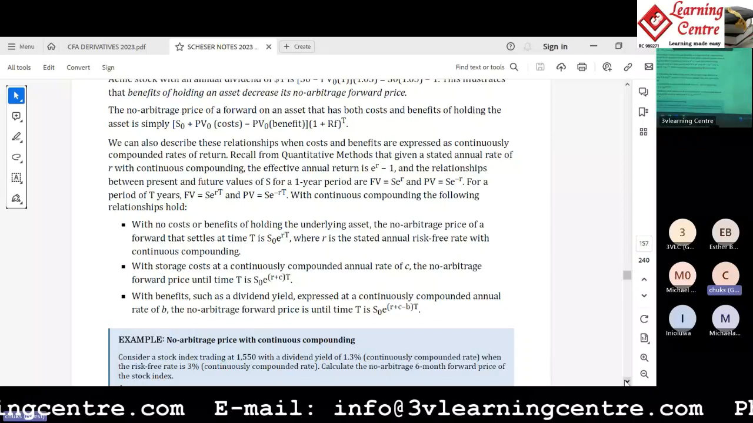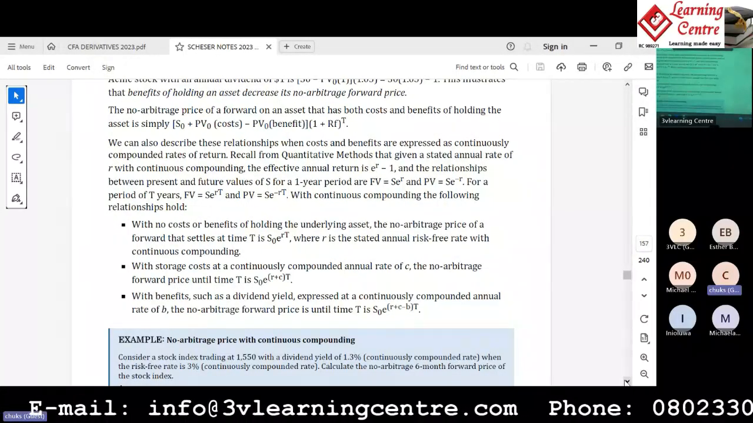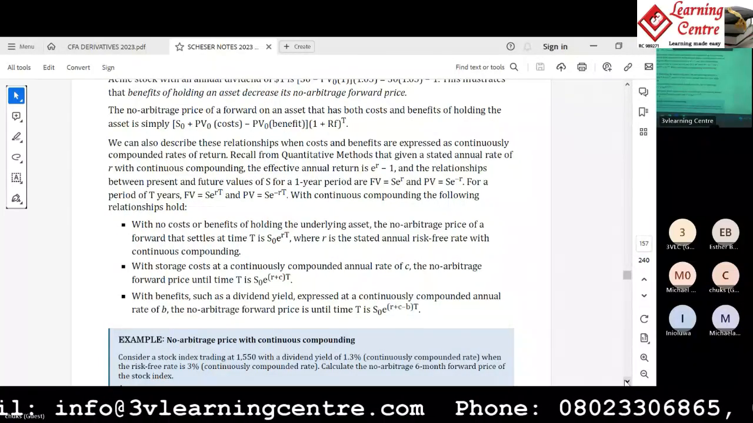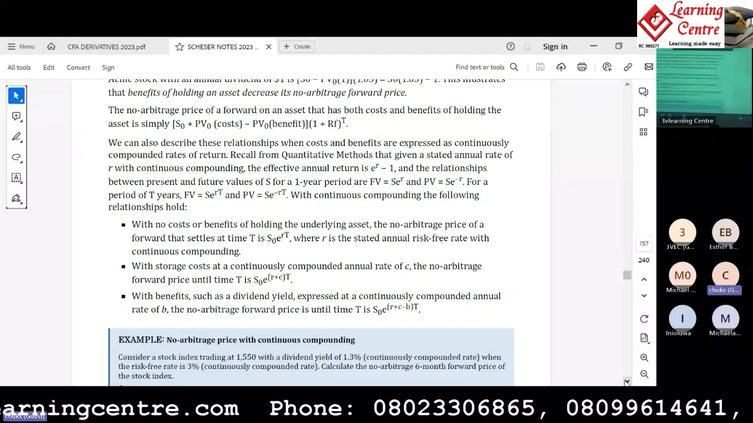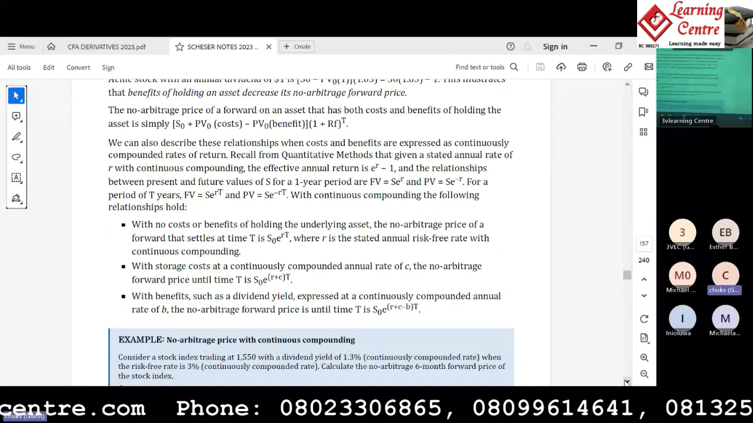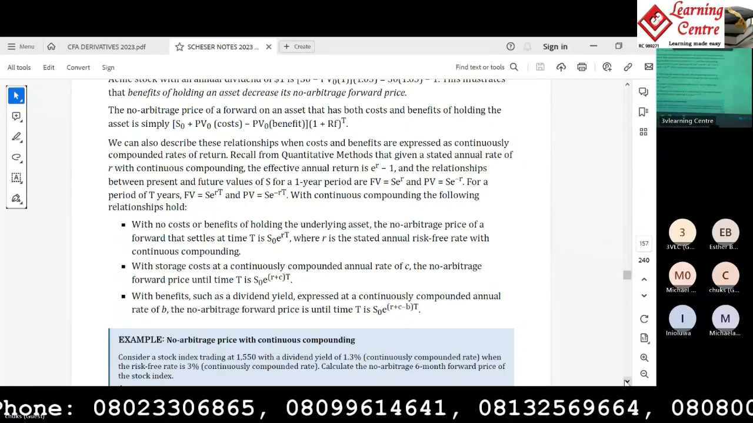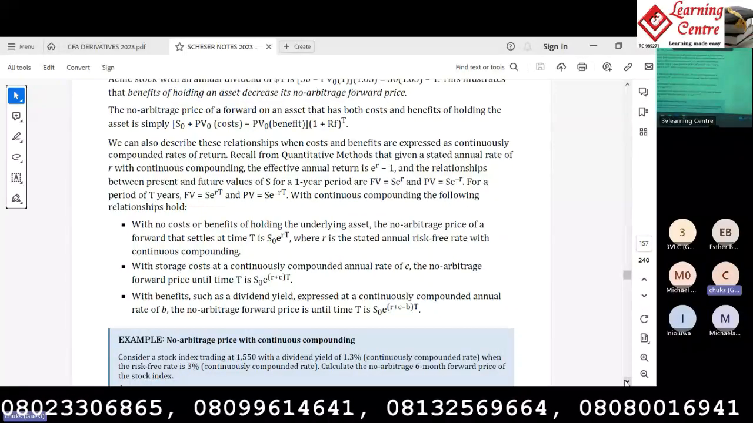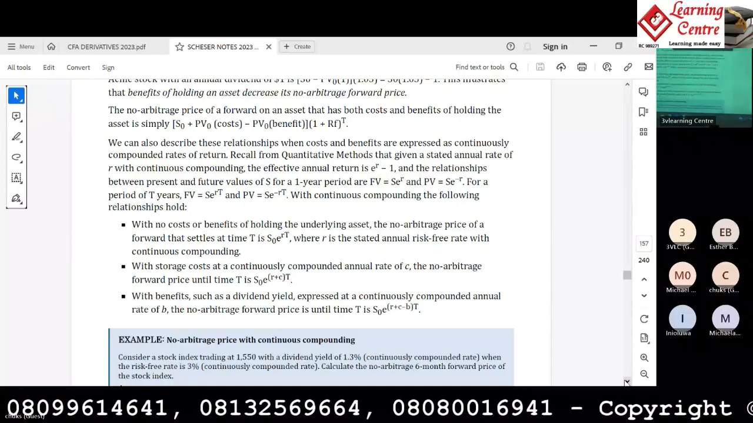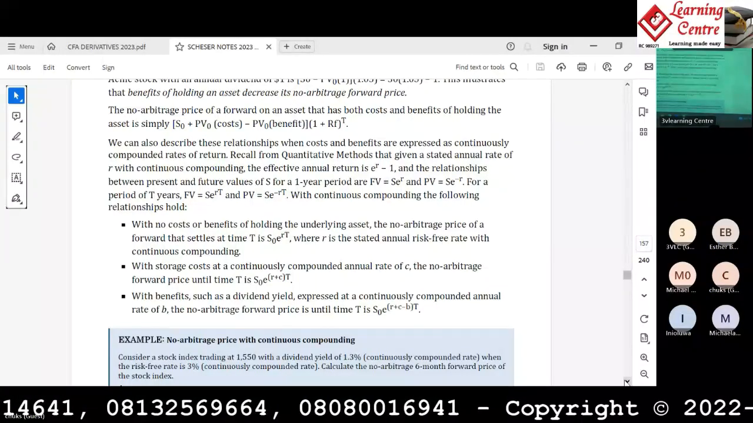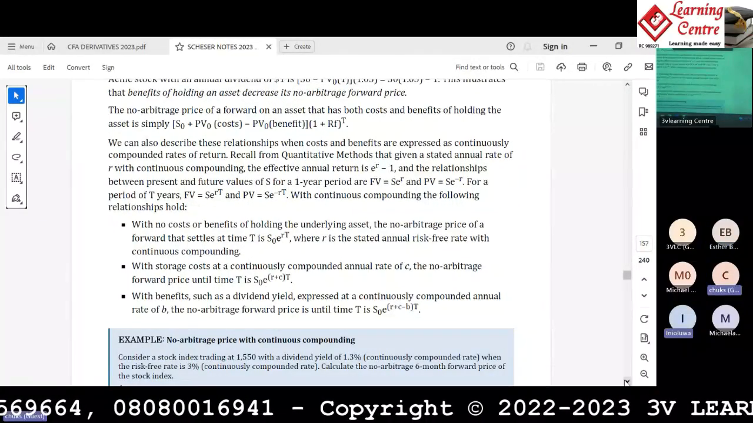So what am I going to do? I will do 1.03, which I've gotten before, minus 0.013. That gives me a figure. After getting that figure, I will now raise it to the power of 0.5, because it's 6 months, which is 6 over 12. Once I have gotten that, I will now multiply my answer by 1550. Clear? Yes. Thank you. I've gotten it.